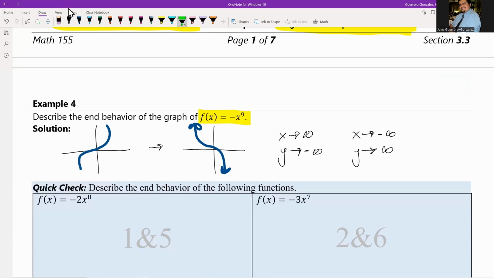And we are done. So we are describing our end behaviors: what happens to our graphs as we go really far on the x-axis in either direction. They don't have to be the same. They can be different. That's all right.